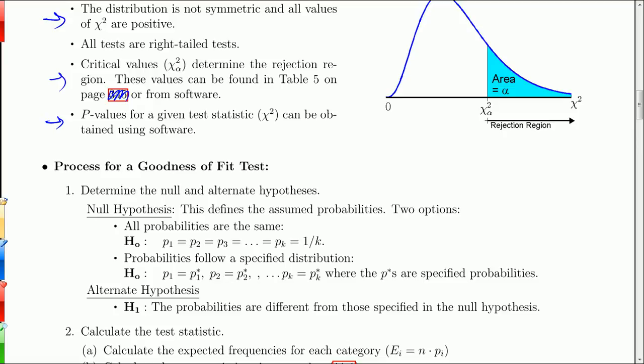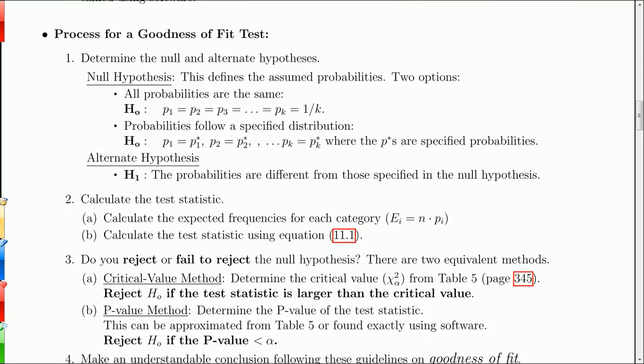Okay, so the process for a goodness of fit test. First we have to determine the null and alternate hypothesis. By the way, this process is stepwise the same as chapters 8 and 9. In the null hypothesis, there's two options for a goodness of fit test. One, all the probabilities are the same, and they look like 1 over k. So each category has an equal probability of occurring, sort of like with our dice there. Each outcome possibility, like a 1, 2, 3, 4, 5, 6, has the same probability, 1/6.